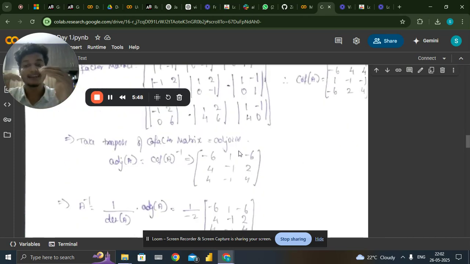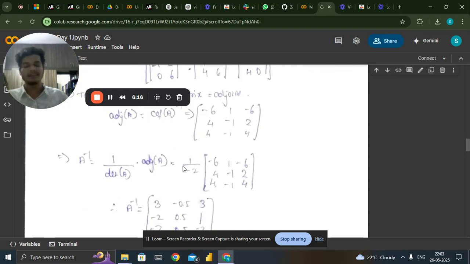After that, we'll take the transpose of the cofactor matrix which we got now. That is nothing but our rows will become columns, like C11, C12, C13 becomes C11, C21, C31. The rows will become columns. So after that, we got the adjoint of A.